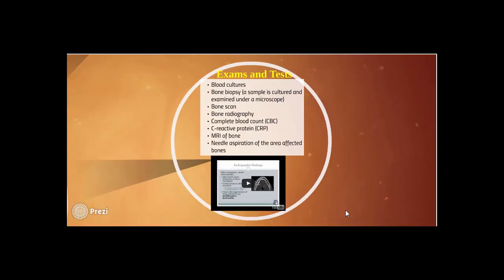And we have exam and tests. Blood cultures, bone biopsy, a sample is cultured and examined under a microscope. Bone scan, bone radiography, complete blood count, selected protein, MRI of bone, needle aspiration of the area of affected bones.